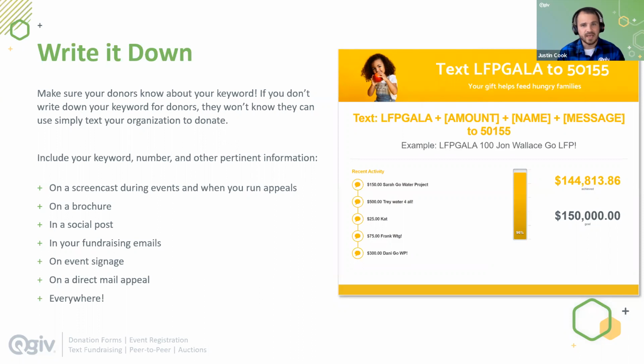So for example, we have here, text LFP Gala to 50155. We also ask them to include the amount they wish to donate, which will speed up the process just a little bit for donations, and to add their name and any message that they want. And if you show this at fundraising events as well, all of that information will pop up. And that's something great that donors would love to see.